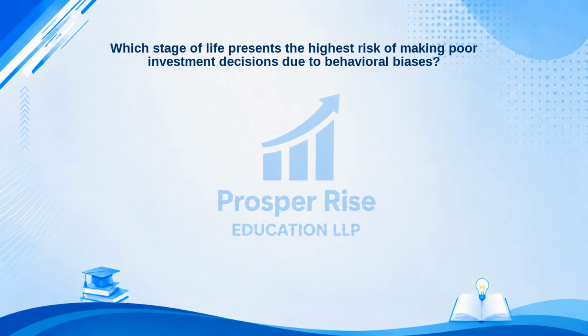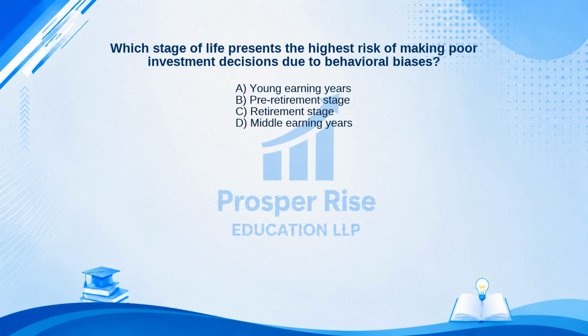Which stage of life presents the highest risk of making poor investment decisions due to behavioral biases? Here are your options. A. Young earning years. B. Pre-retirement stage. C. Retirement stage. Or D. Middle earning years.